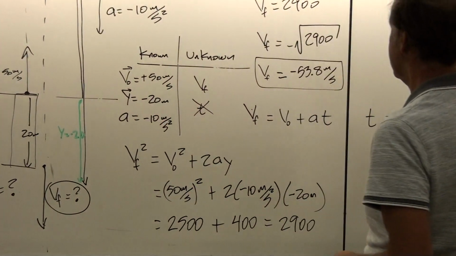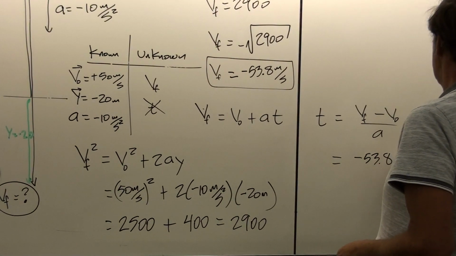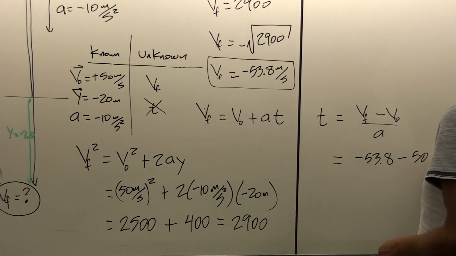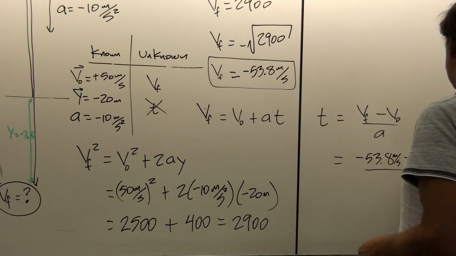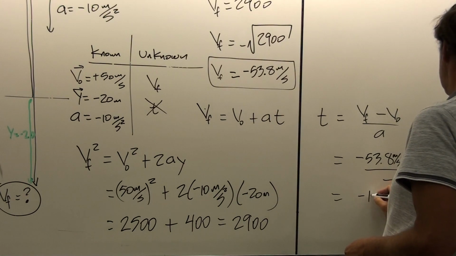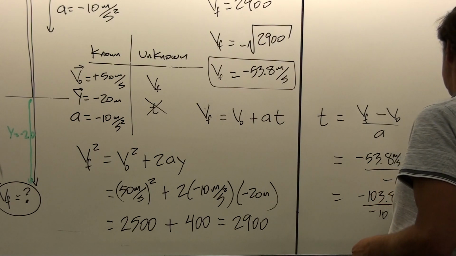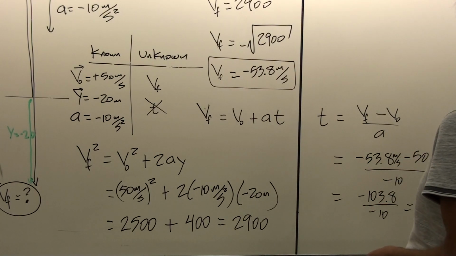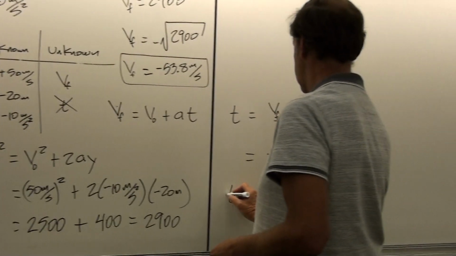That's been put over here in the known column and is minus 53.8 minus V initial 50 meters per second divided by A, which is minus 10. So that gives us minus 103.8 over minus 10. And that gives us, what's that? Move the decimal place over 1. That would be 10.38 seconds. So that would be the time.